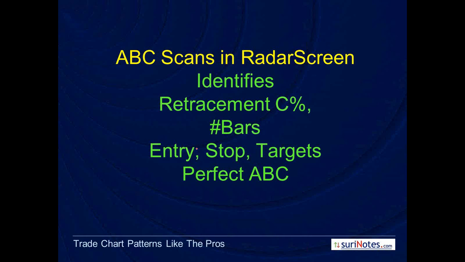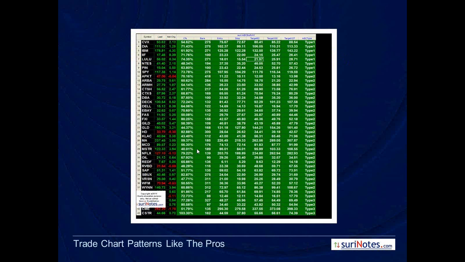So in that case, you want to know how many bars ago this pattern formed, and then what type of entry, stops, and targets. And it also shows you a perfect ABC, and I'll show you what is the perfect ABC to trade. So here is how the ABCs look, and this is from a radar screen chart. The first column in green is actually ABC bullish patterns. All of them are ABC bullish patterns.